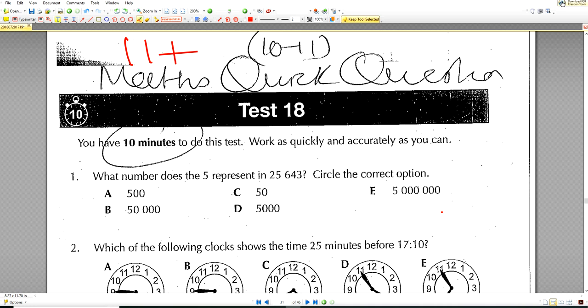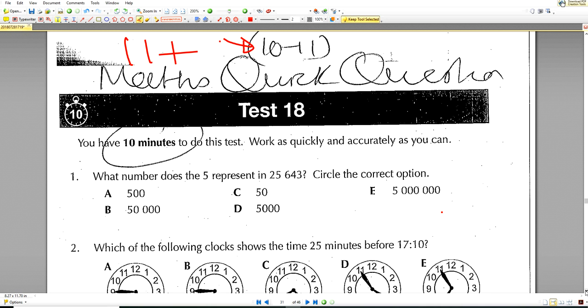Okay, welcome folks. We are looking today at a maths quick questions video, looking at some papers for the 11 plus, for all of you students preparing for the 11 plus this year. It's aimed at the age group of 10 to 11. This is a 10-minute test.